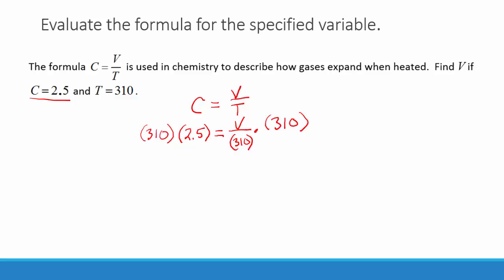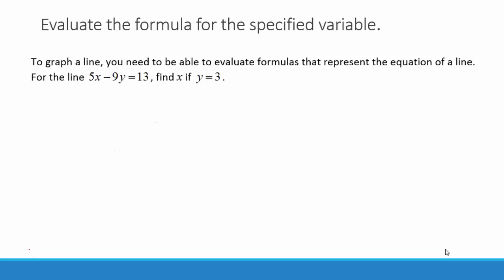310 times 2.5 is equal to 775. On this side of the equation, 310 divides out in the numerator and denominator, and we are left with V. So V equals 775.